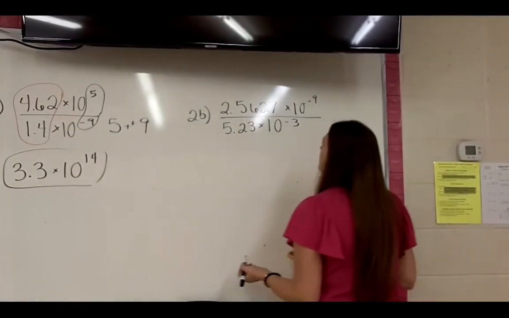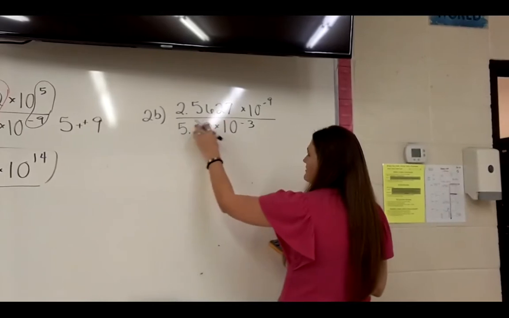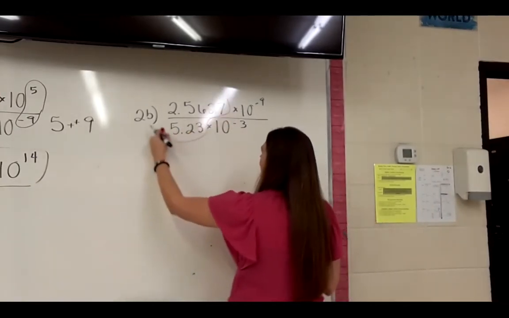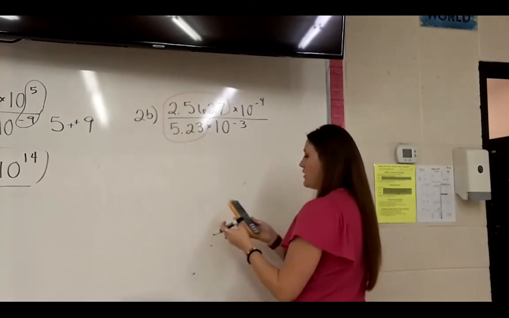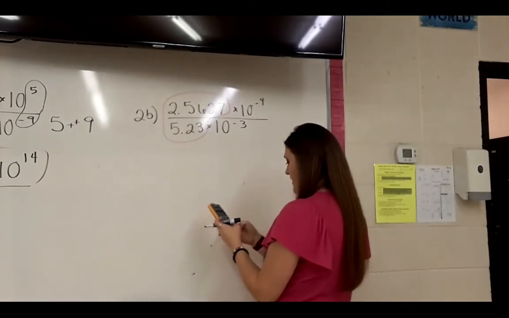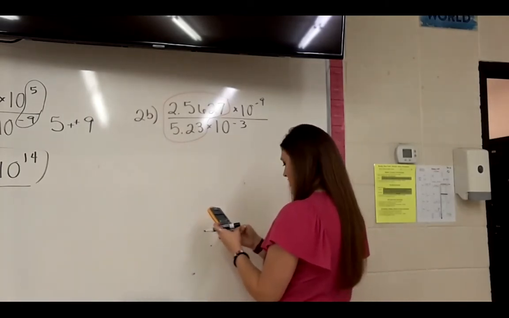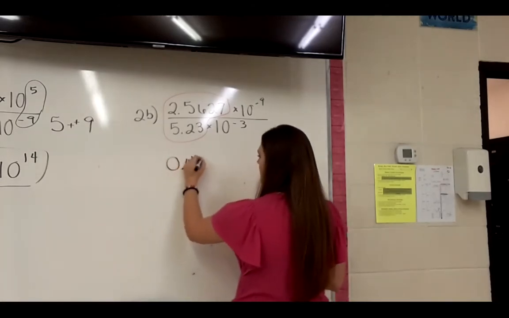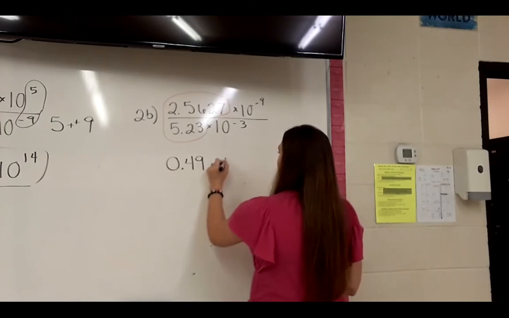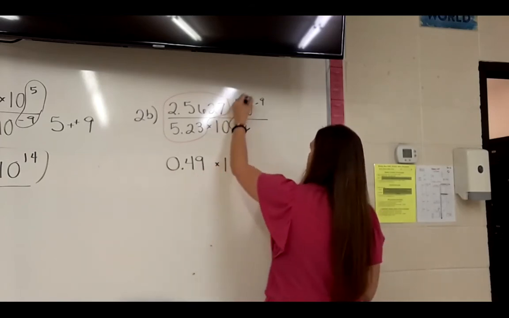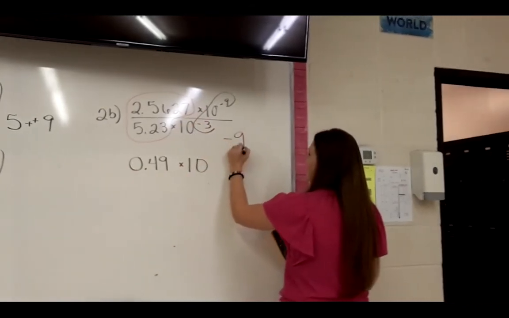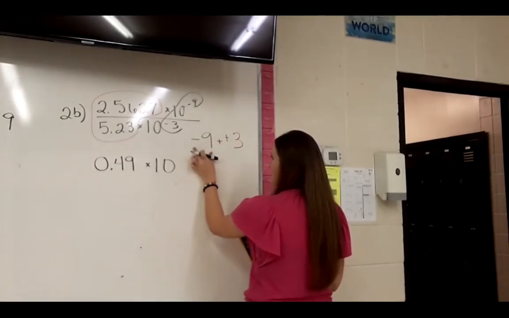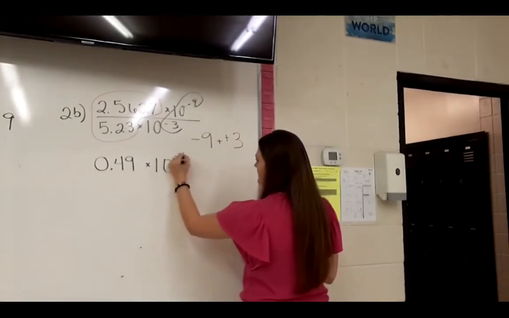On 2B, same thing. They're being divided. They're both times 10 to an exponent. So I'm going to divide these first two numbers. I have 2.5627 divided by 5.23 comes out to 0.49 times 10, and we're going to subtract. I have negative 9 minus negative 3. Well, that becomes plus. So it's negative 9 plus 3, which is negative 6.